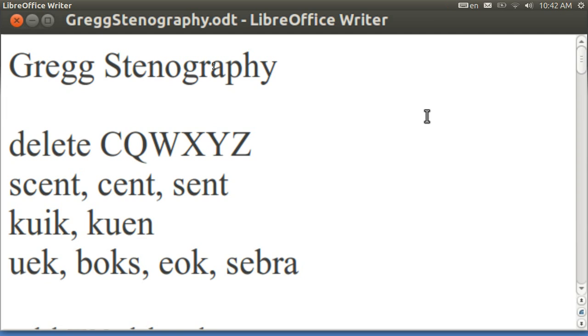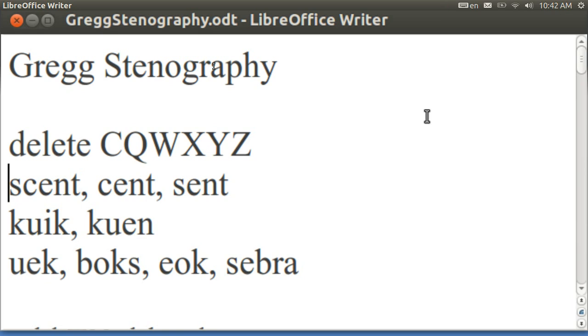The first thing we're going to do is delete these letters of the alphabet, C, Q, W, X, Y, and Z. And if you think about it, you can throw these away really easy. The C can either be replaced by a K or an S. Cent, scent, or sent. Well, they all sound the same, but they're spelled differently. If you spelled everything S-E-N-T, you would know by context whether you're talking about the smell of an animal, a coin, or mailing something.